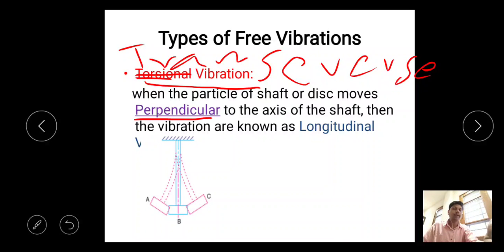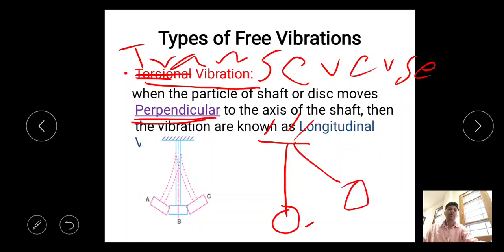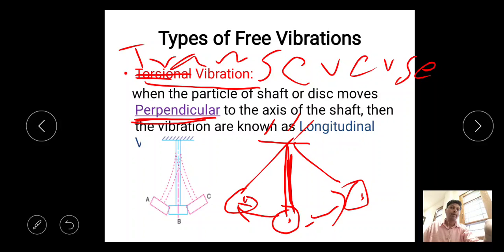You can consider one more example: a simple pendulum. If you just vibrate it, it will come here, then go here. If you consider this as a particle, the particle is going here and here, and this is the axis. It is perpendicular to the axis of the shaft, so it is called transverse vibration.